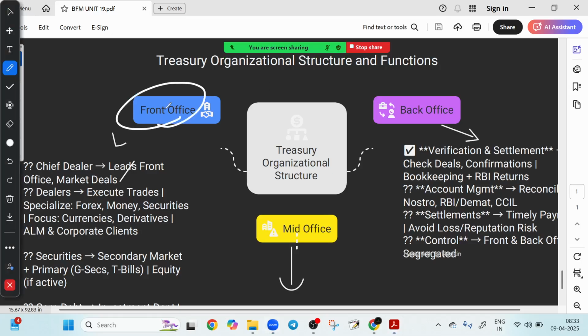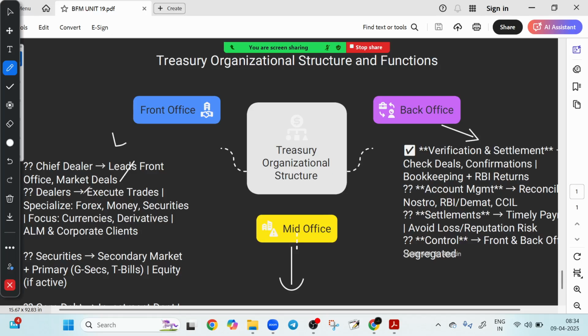This is the face of the treasury operation, right? Where the market action truly happens. It is led by the chief dealer, right? And this team is in charge of all the market facing activities. Dealers are the only ones executing the trades in forex, money, or securities market. They cater to both corporate clients and handle the ALM, right? They also manage the secondary market for securities like government securities and treasury bills, and equities.